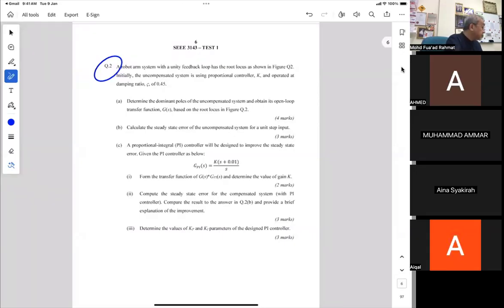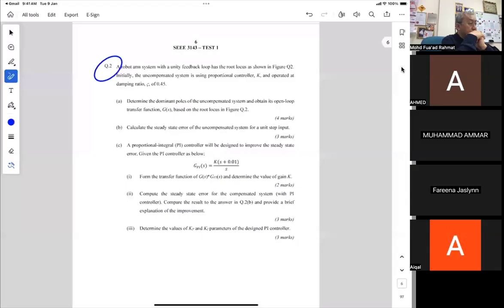Okay. A robot arm system with a unity feedback loop has the root locus as shown in figure Q2. Initially, the uncompensated system is using proportional controller K and operated at damping ratio of 0.45. A. Determine the dominant poles of the uncompensated system and obtain its open loop transfer function G(s) based on the root locus in figure Q2. B. Calculate the steady state error of the uncompensated system for a unit step input.